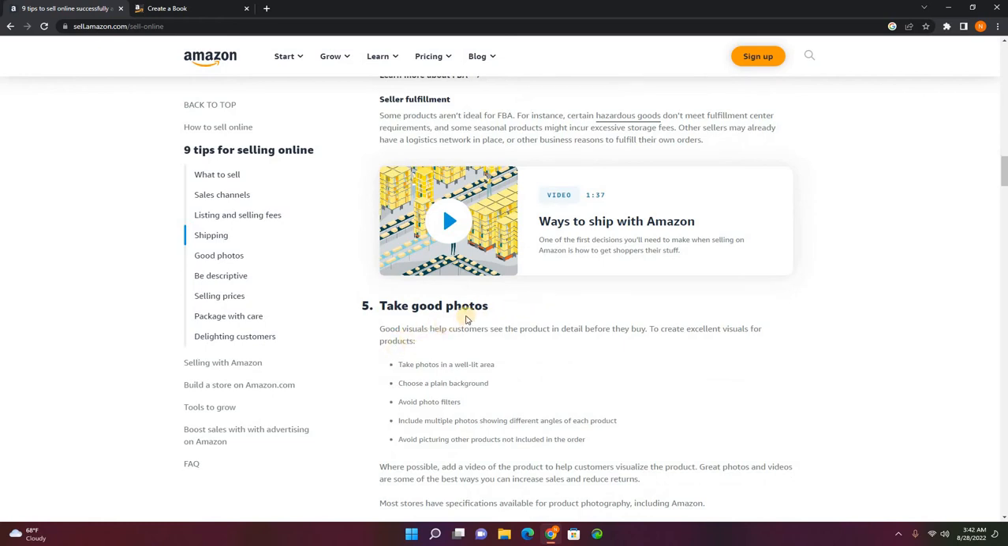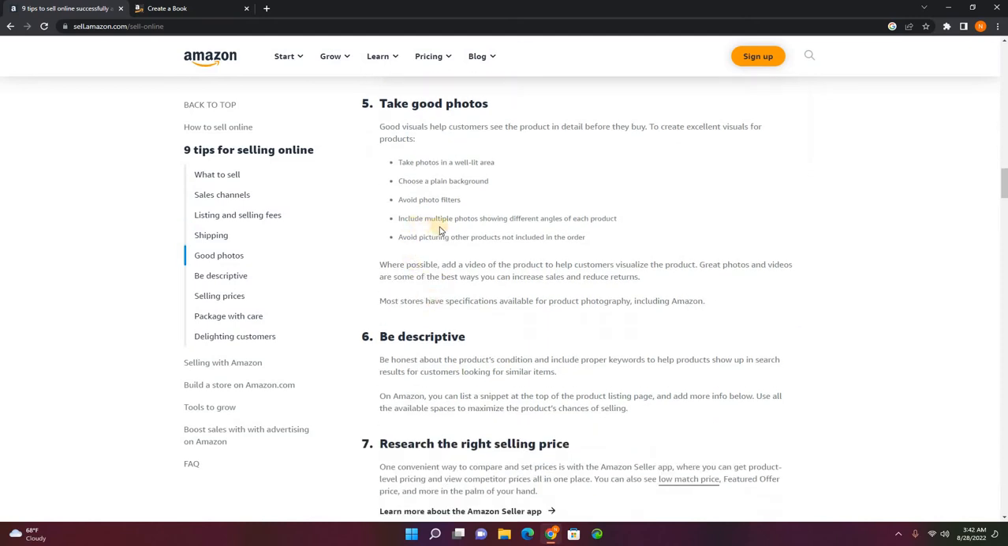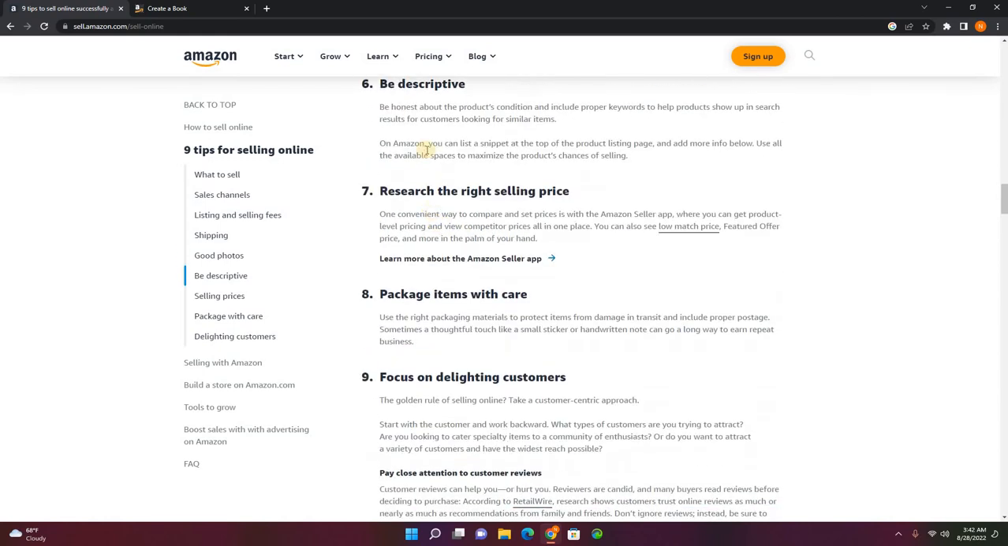Okay, take a good photo. So don't forget this, the five steps: one, two, three, four, five. Take a photo, choose a white background, and don't use any filter. Include multiple photos showing different angles. Don't show other products not included in the order. Those steps should be followed. Okay, pack at home with care, very carefully.